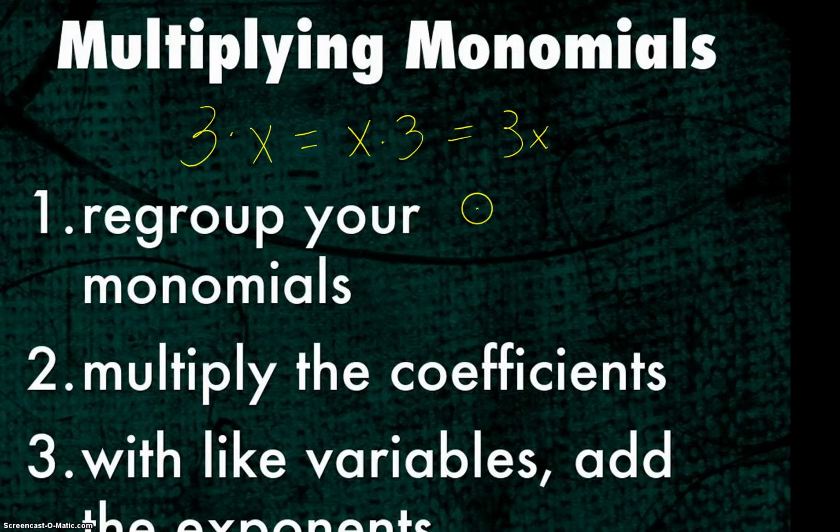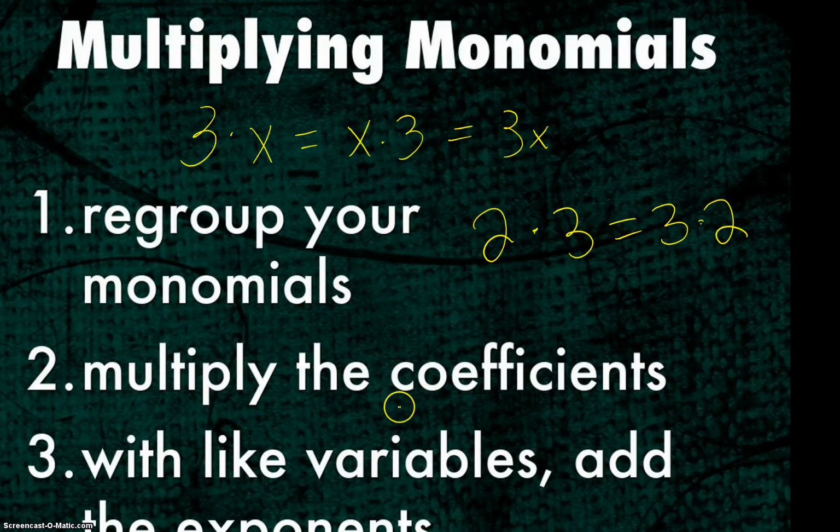Give you an example without a variable. If you had 2 times 3, isn't that equal to 6? Well, isn't 3 times 2 6? Yes, so that is why the commutative property of multiplication comes in handy here. You can rearrange your monomials or regroup them so that all your terms that are alike are next to each other. It makes it a lot easier.